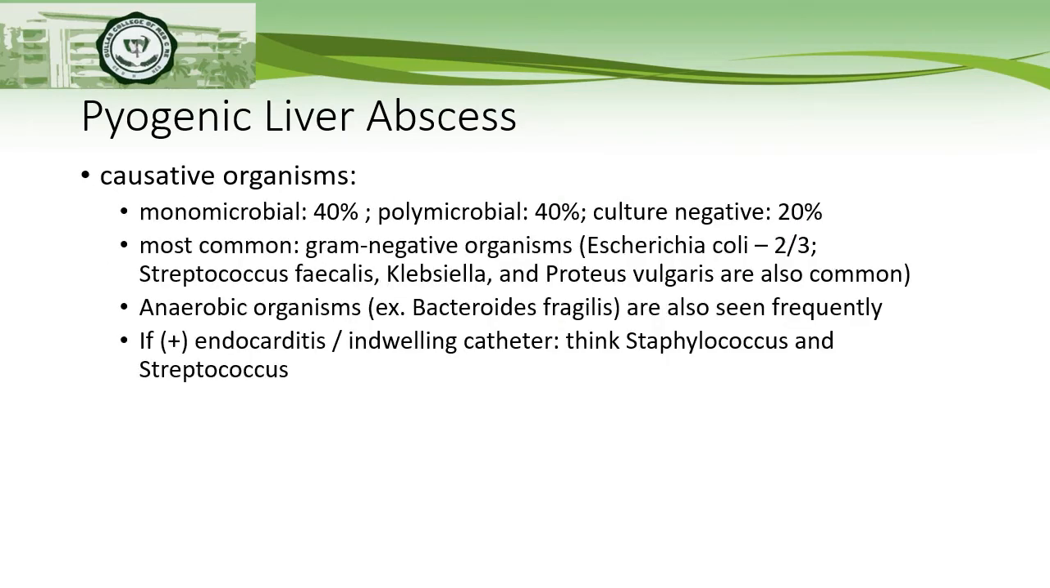Approximately 40% of abscesses are monomicrobial, an additional 40% are polymicrobial, and 20% are culture negative. The most common infecting agents are gram-negative bacteria. E. coli is actually found in two-thirds of cases. Among the anaerobic organisms, Bacteroides fragilis is also seen frequently, and in patients with endocarditis and infected indwelling catheters, Staphylococcus and Streptococcus are more commonly found.